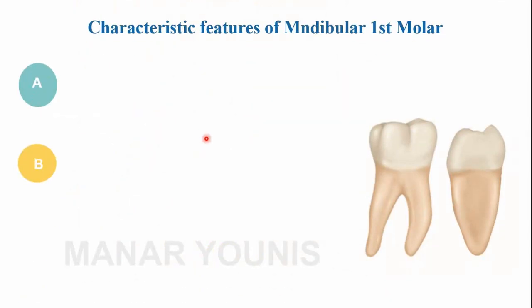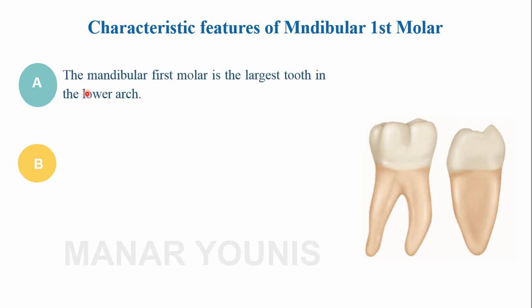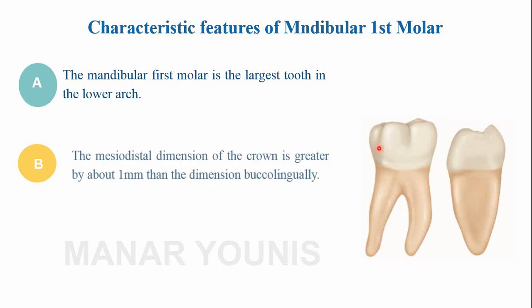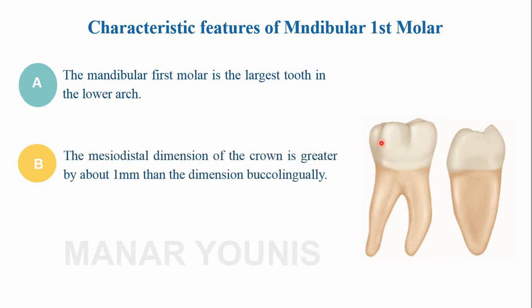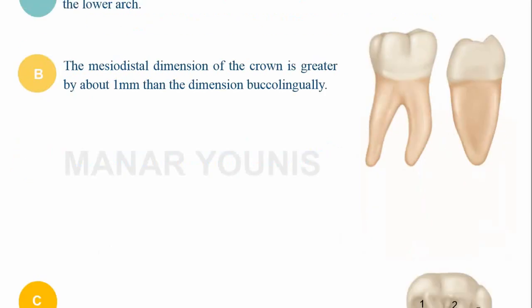What are the characteristic features of the mandibular first molar? The mandibular first molar is the largest tooth in the lower arch. The mesiodistal dimension of the crown is greater by 1 millimeter than its buccolingual dimension. And the mandibular first molar is considered the widest tooth mesiodistally compared to all other teeth in the dental arches.